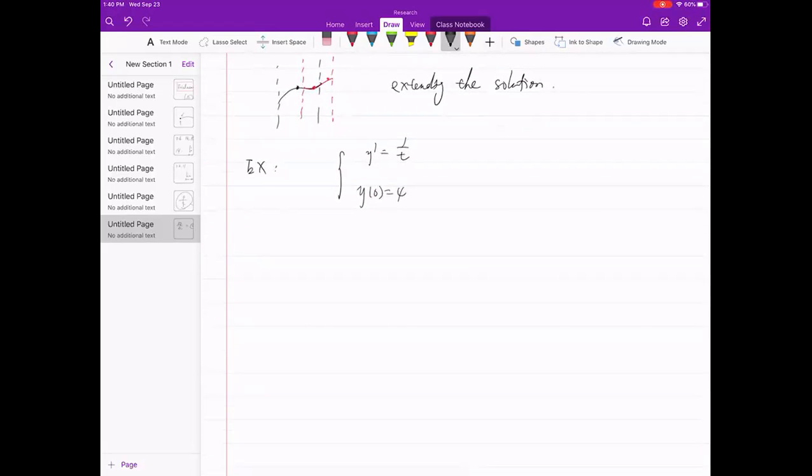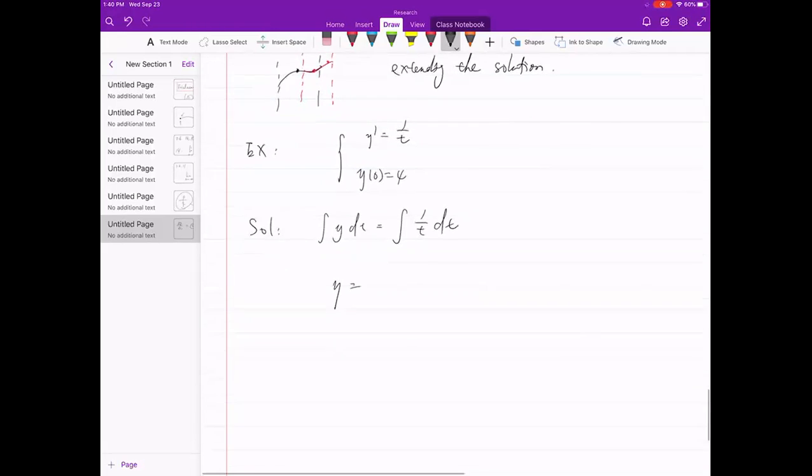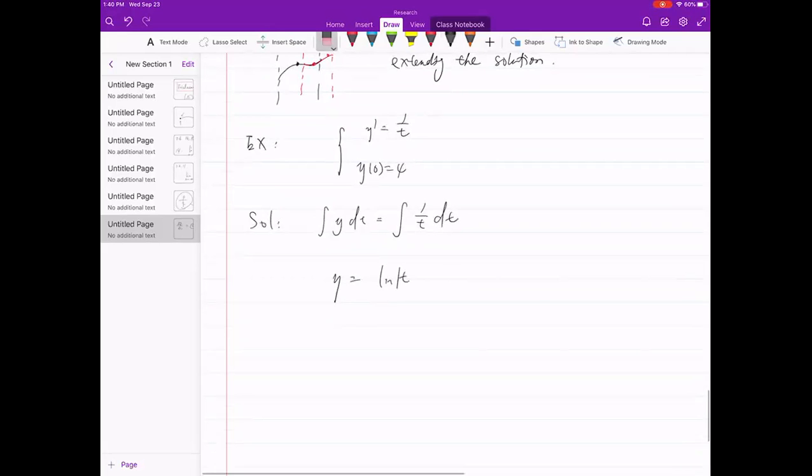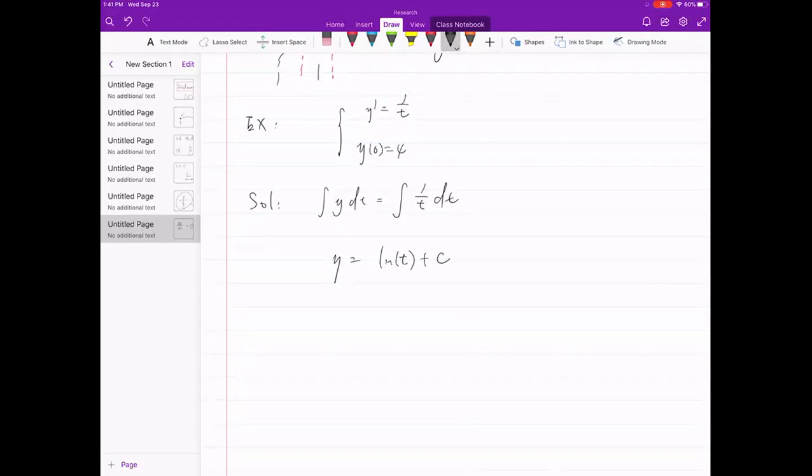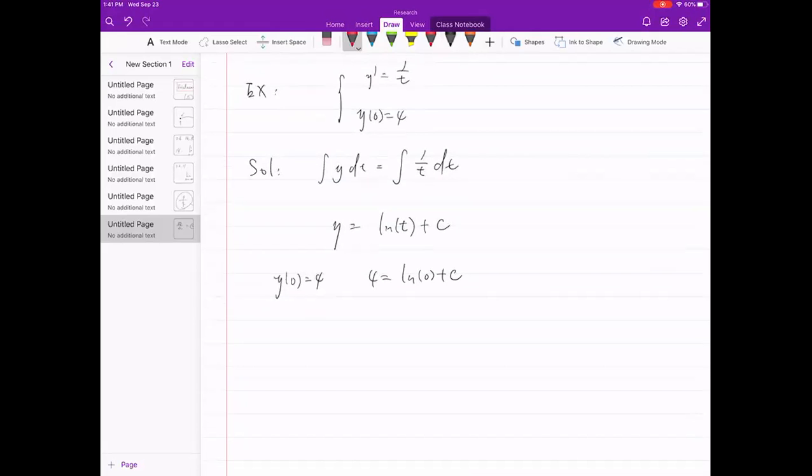Okay. How do you solve it? Well, y prime is 1 over t, then y is ln t plus a c. Okay. Now you know y(0) is 4. You just need to plug in: 4 equals ln 0 plus c. Now you see the trouble. ln 0, what is ln 0? Undefined. Therefore, no solution.